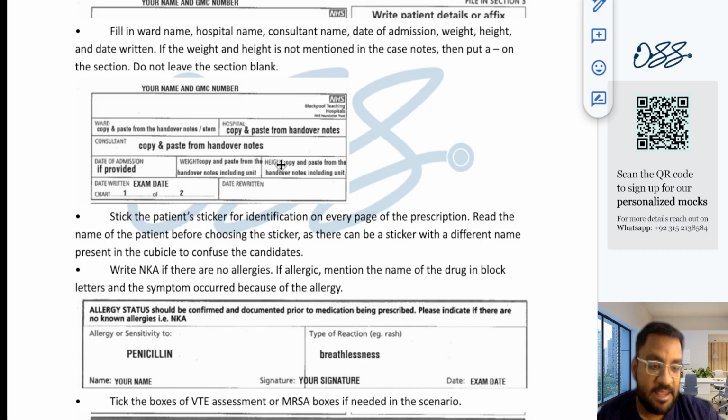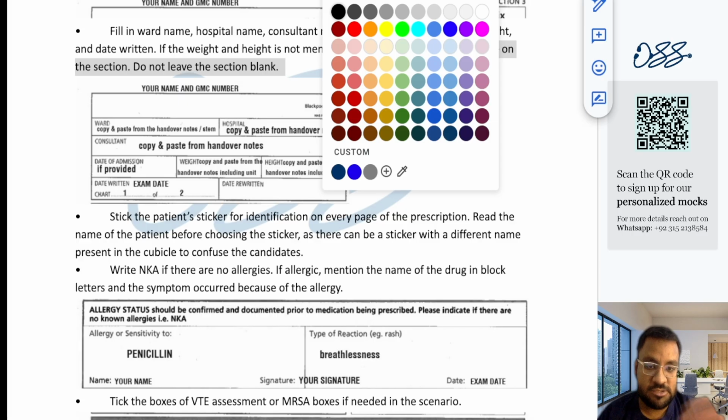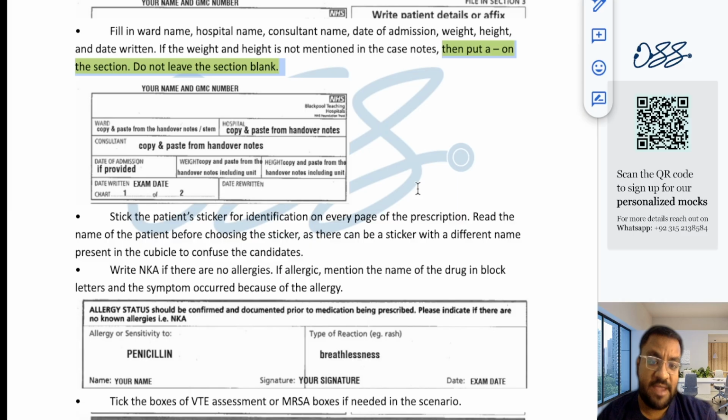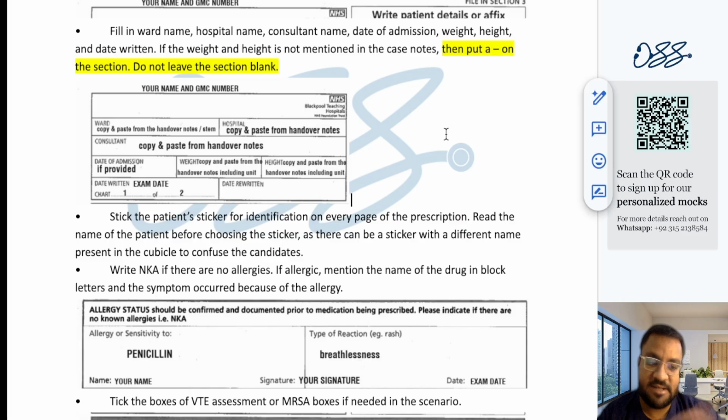What mistake people make over here is about the weight and the height. You can see these two sections, the weight and the height. There is a very strong chance that the weight and the height is not mentioned properly, and there is a chance that it may not be mentioned at all. In case it is not mentioned, do not leave it blank. Just put a dash, to make sure that you've acknowledged the fact that you needed to write the weight and the height, but it's not given in the case notes. So you're not leaving it blank, and you're just putting a slight mark on it, to make sure that nothing goes empty.